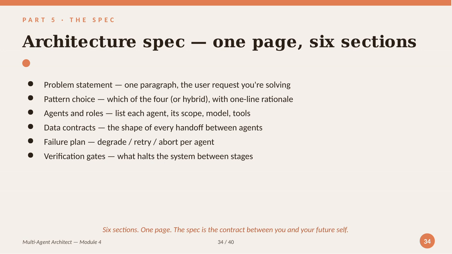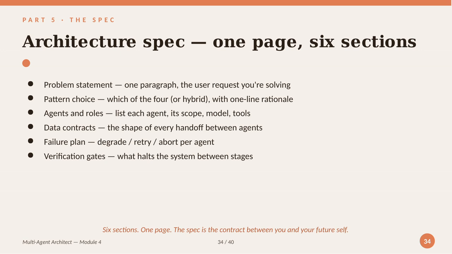Agents and roles. List each agent, its scope, its model, its tools. 1 line per agent. Data contracts. The shape of every handoff between agents. JSON-shaped, schema style. Not prose. Literal structure. Failure plan. Per agent, what happens on failure. Degrade, retry, abort. Spelled out, not improvised.